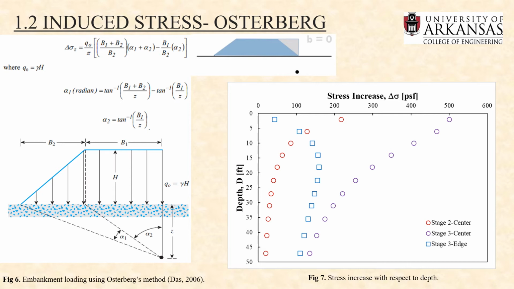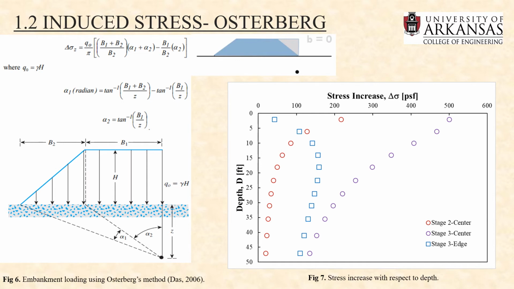To calculate the induced stress at the top of the embankment, we drew an imaginary brown triangle. The induced stress at the top of the embankment will be equal to the induced stress of the embankment plus the triangle, minus the induced stress caused by the triangle alone. So for the triangle, the B1 value will be 0. What is presented in figure number 7 is our induced stress result.